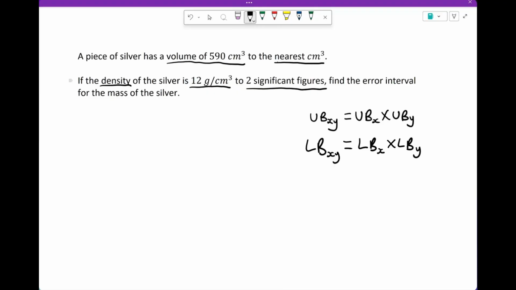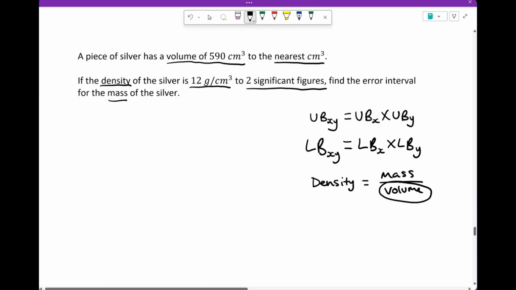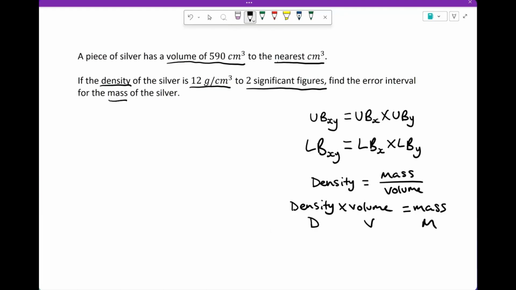So let's just consider what calculation we need to do to find the mass. Well, this question's about density. Our formula for density is that density is equal to the mass divided by the volume. Now, I want to find the mass, so I need to multiply by the volume on both sides of my equation. So we would get density times volume is equal to mass. So that's my calculation to find mass. It's a multiplication calculation. Now what I'm going to do is just assign the letter D to density, V to volume, and M to mass just to help.